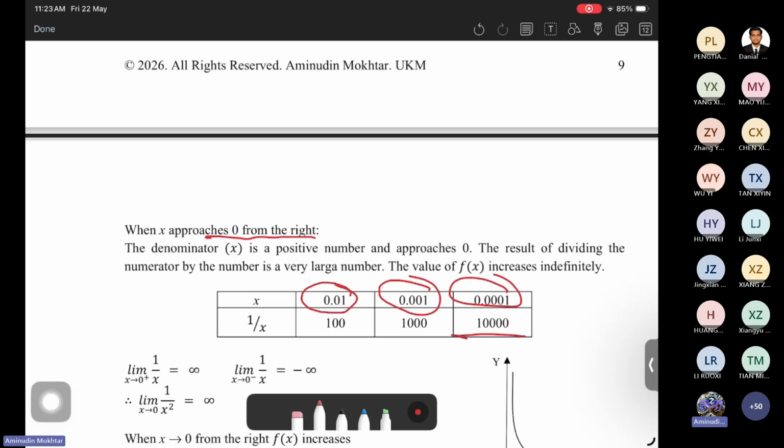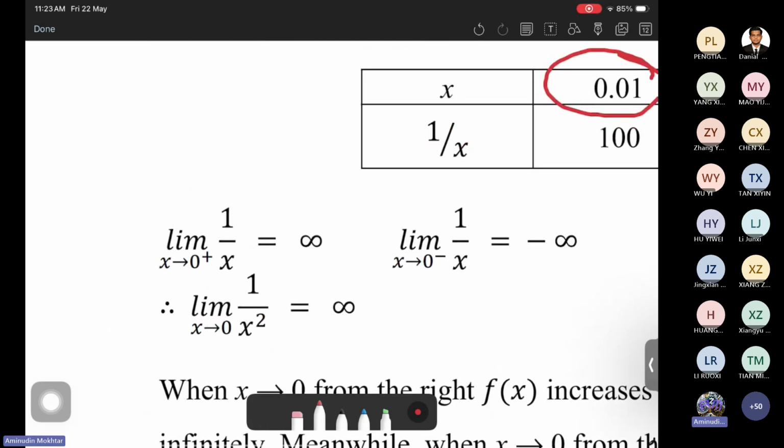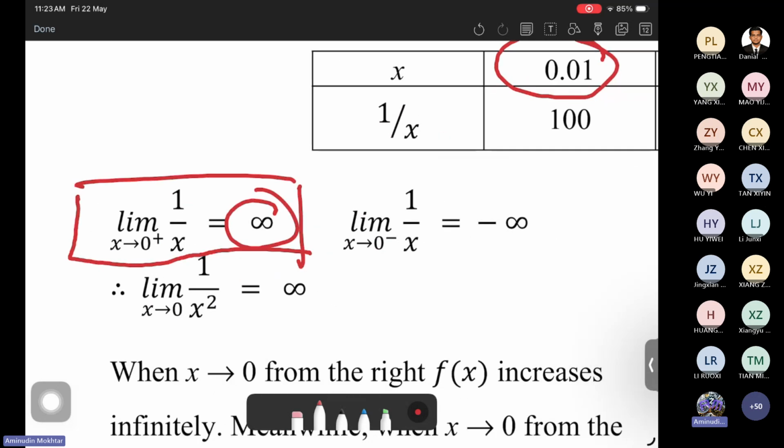The right hand limit decreases indefinitely. So in other words, we can write it like this notation here. The limit of 1 over x when x approaches 0 from the right is positive infinity. The limit of 1 over x when x approaches 0 from the left is negative infinity. In this case, we can conclude that there is no limit for the function, because the value of y increases or decreases indefinitely when x approaches 0.